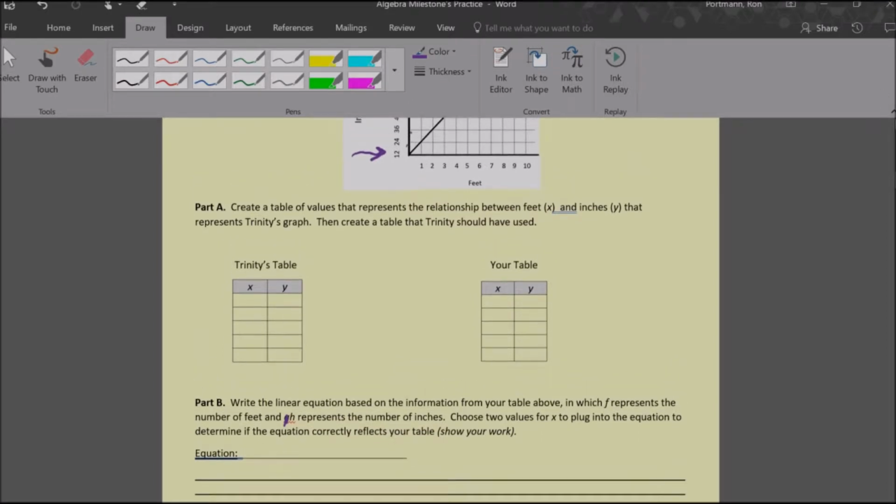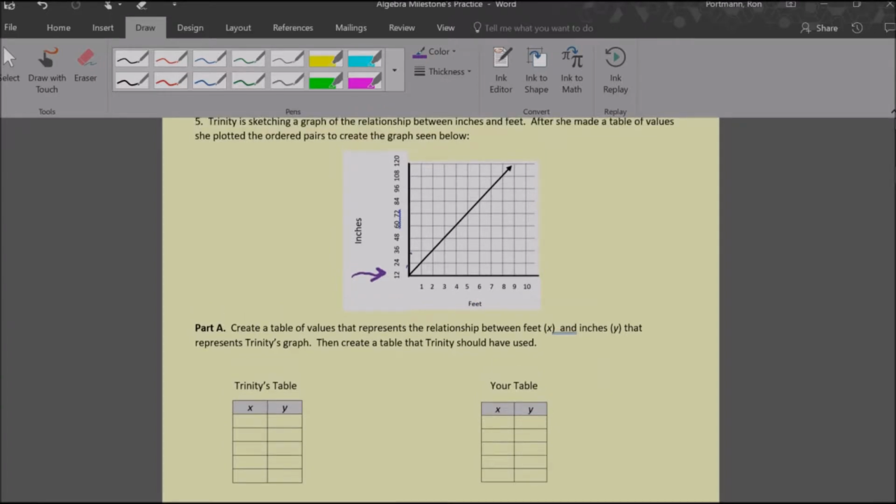So we made a table from the graph. Now we're going to make the equation from the graph. All right. Or we could use this table right here. 0, 0, 1, 12, 2, 24.